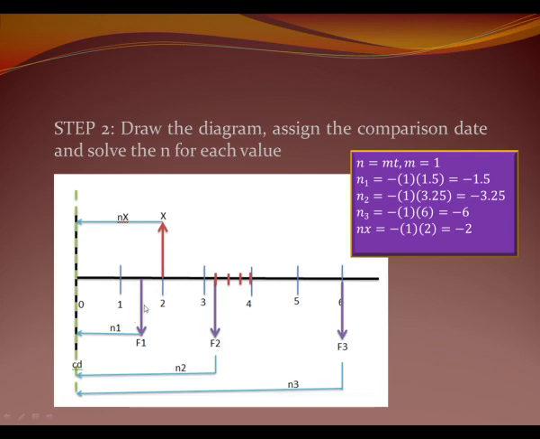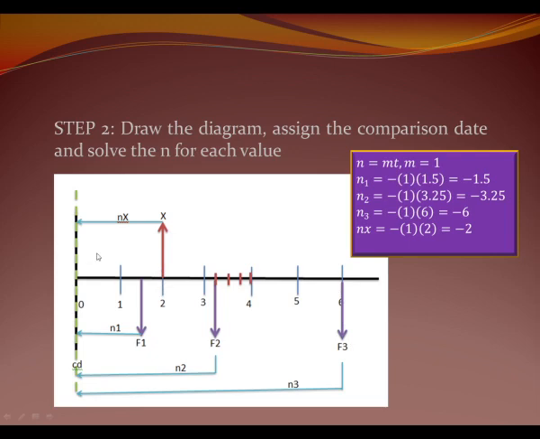So the first thing to do is you have to plot the given obligations F1, F2, F3 together with the single payment as X. So F1 is at the end of 1 year and 6 months. F2 is at the end of 3 years and 3 months. And F3 is due at the end of 6 years. And for the payment, it is due at the end of 2 years.